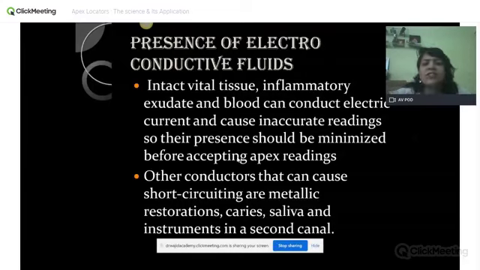What happens is that when you have just established the glide path, you cannot dry the canal with a paper point. And yet, sometimes there is a lot of intact vital tissue, sometimes inflammatory exudate, and blood, which can conduct the electric current and cause inaccurate readings. So we have to be careful while conducting these apex readings. Other conductors that can cause short circuiting are the metallic restorations. As we just spoke about them, you can just place your plastic tube on the file, caries, saliva, and instrument in a second canal. Never place instruments in other canals while you're determining the working length for one canal.